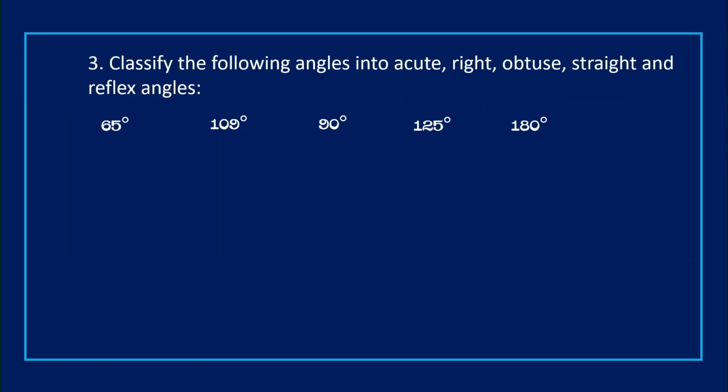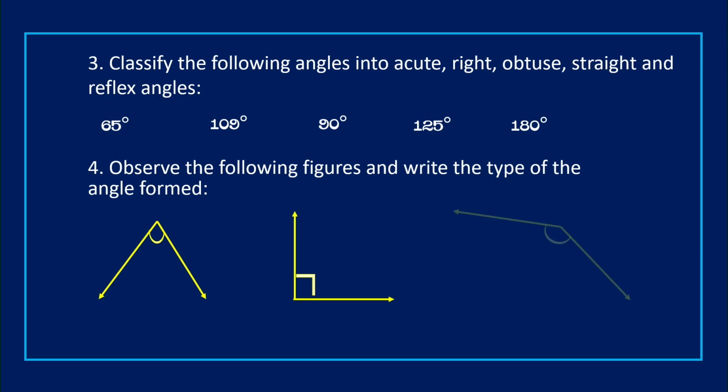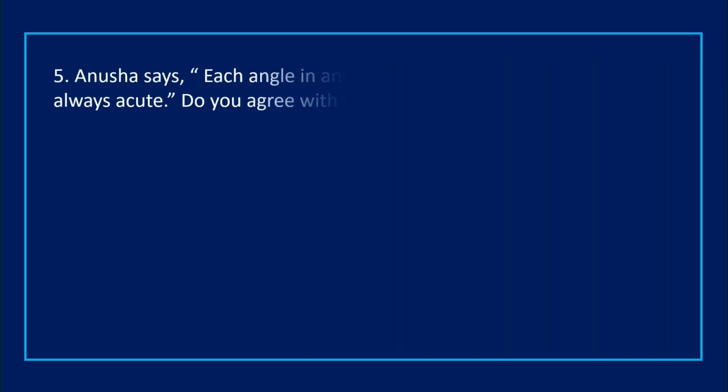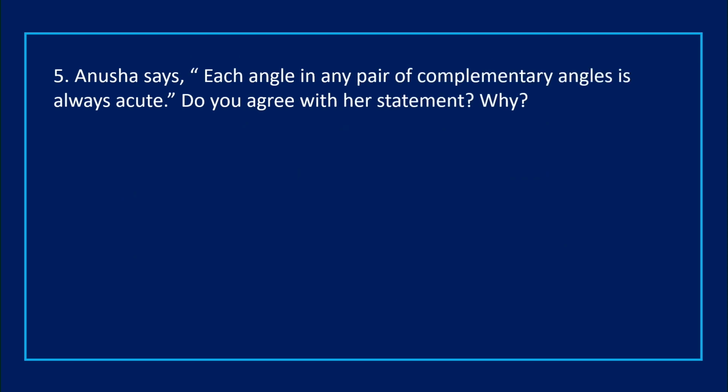Third one, classify the following angles into acute, obtuse, straight and reflex angles. Fourth one, observe the following figures and write the types of angles formed. Fifth one, Anusha says any pair of complementary angles is always acute. Do you agree with her statement? Why? You can write the statement.